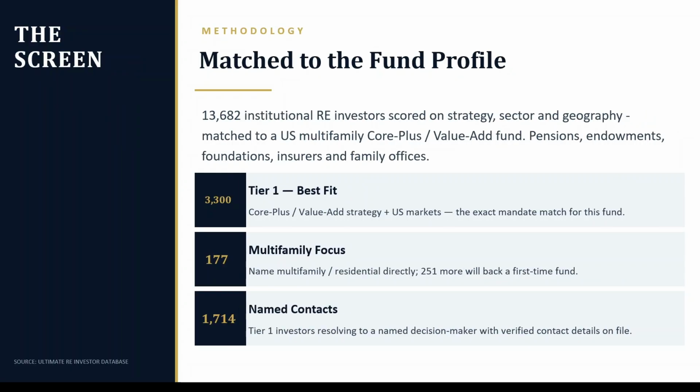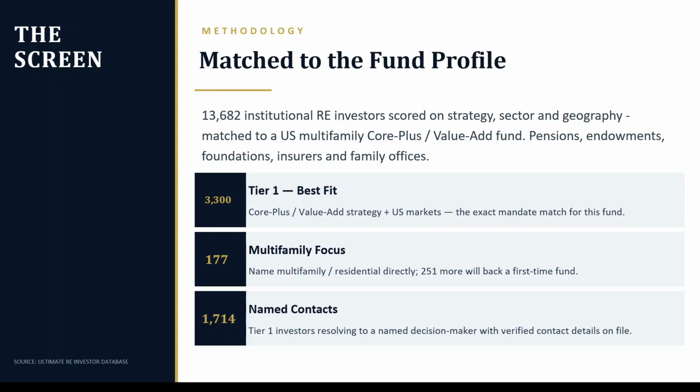So match to the fund profile, how we did it. I have already done a screening for real estate groups in the past, so that narrows it down. My institutional database has about 28,000 firms. And we've narrowed it down previously, so this time it's at about 13,682 real estate investors scored on strategy, sector, and geography, matched to U.S. multifamily core plus value add fund, as you saw on the first slide.